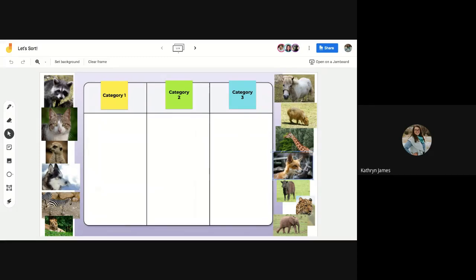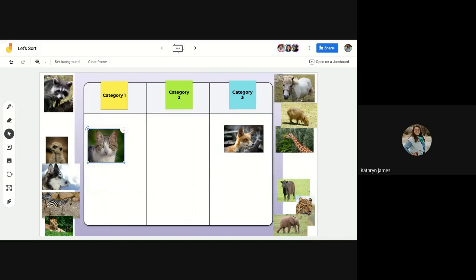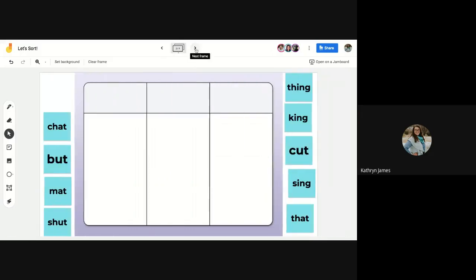And so they may say, okay, these are carnivores. I'm gonna find all the carnivores, omnivores, and herbivores. Or they may notice that some of the animals are domesticated. So really, as soon as students dive in, they're going to have ideas of their own.